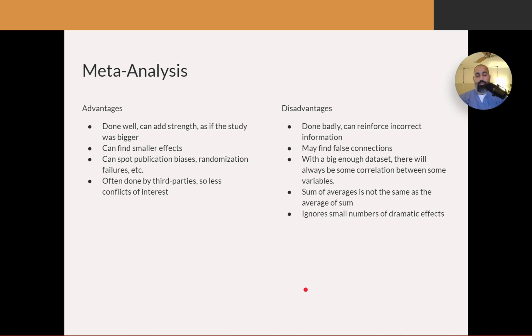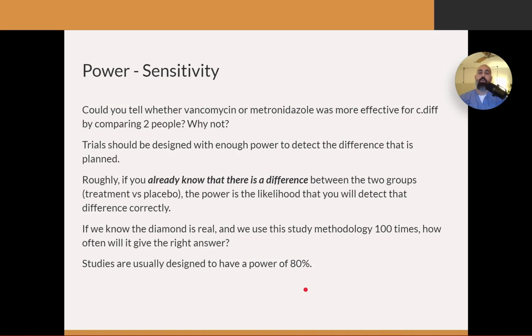So I'm not going to go too far into this because we need to move on. One important thing when you talk about designing a study is the power of the study. If you were trying to tell whether vancomycin or metronidazole was more effective for C. diff, you couldn't do that if you only compared 2 people, right? You would need hundreds or thousands of people to be able to tell the difference. And the reason is because 2 people is not enough power. You don't have enough sensitivity to your study.